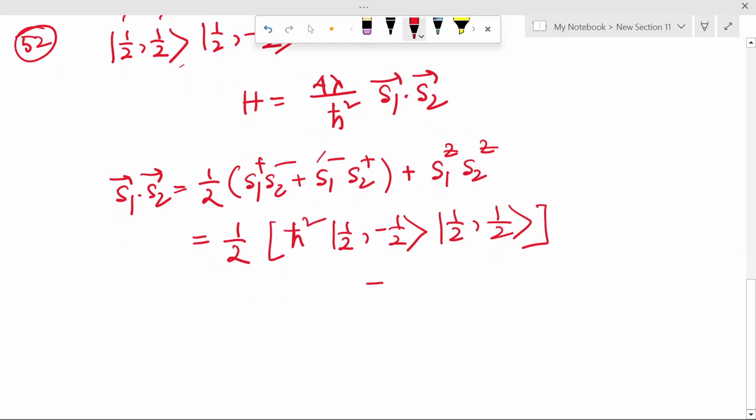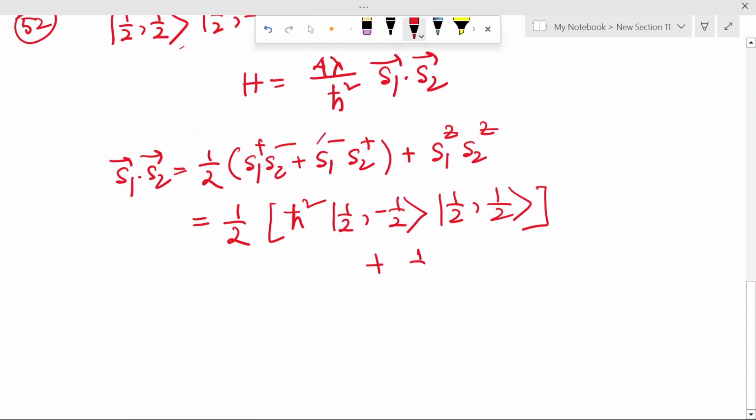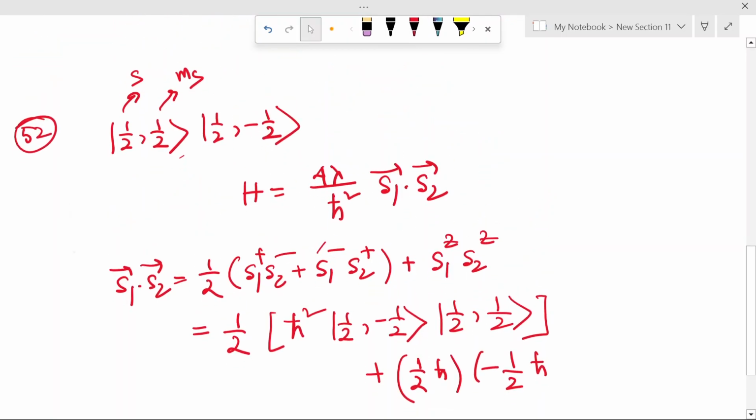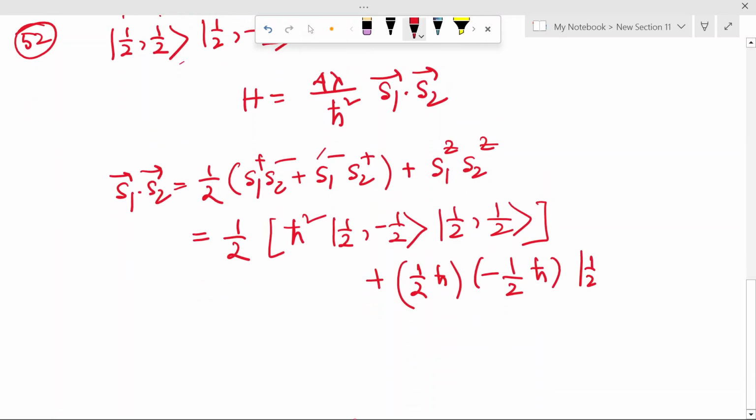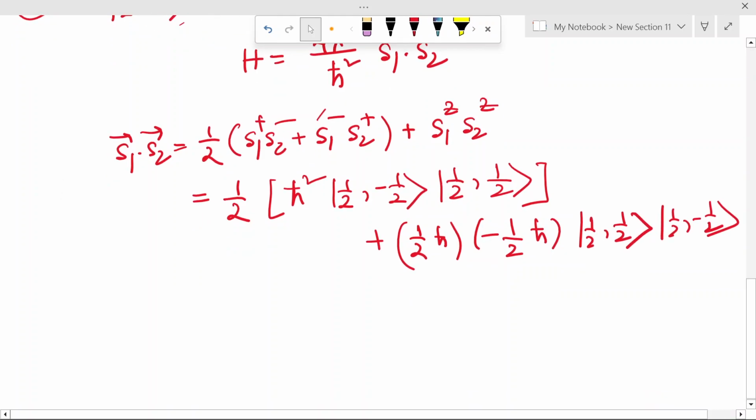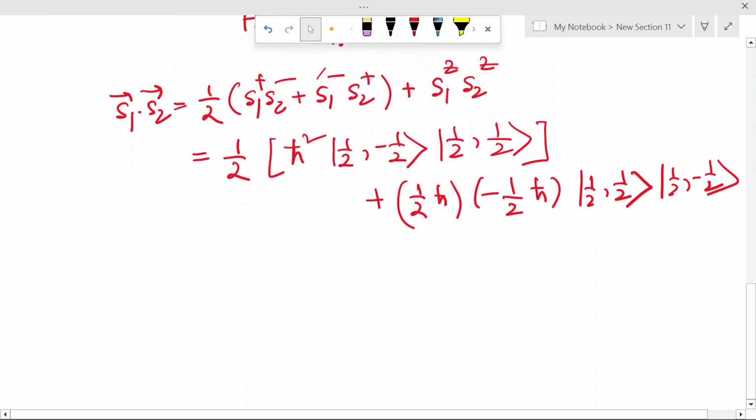And what does the z component give? The z component gives half h cross into minus half h cross, into the same state, half half, half minus half. When you take the expectation of this quantity on the given state, as specified in the question, this is the state that I am denoting by this one.